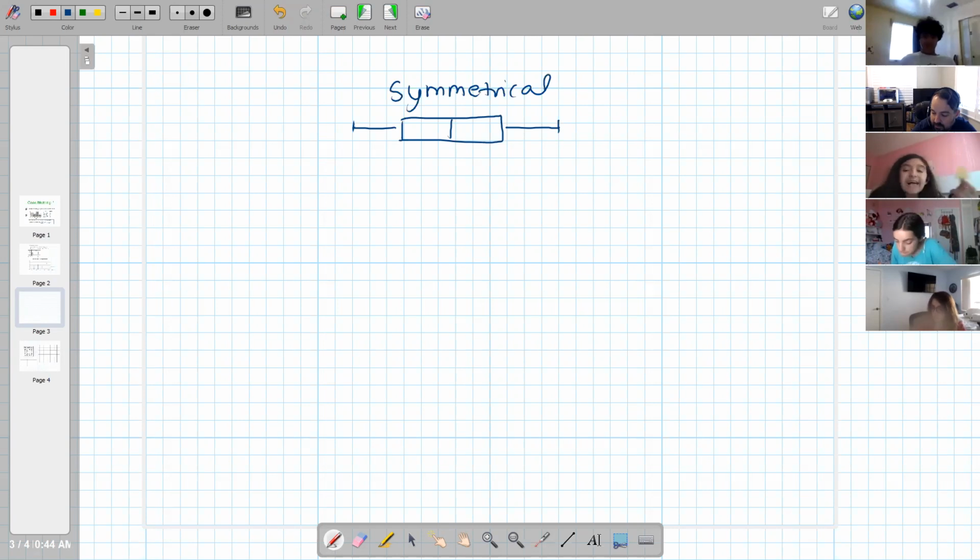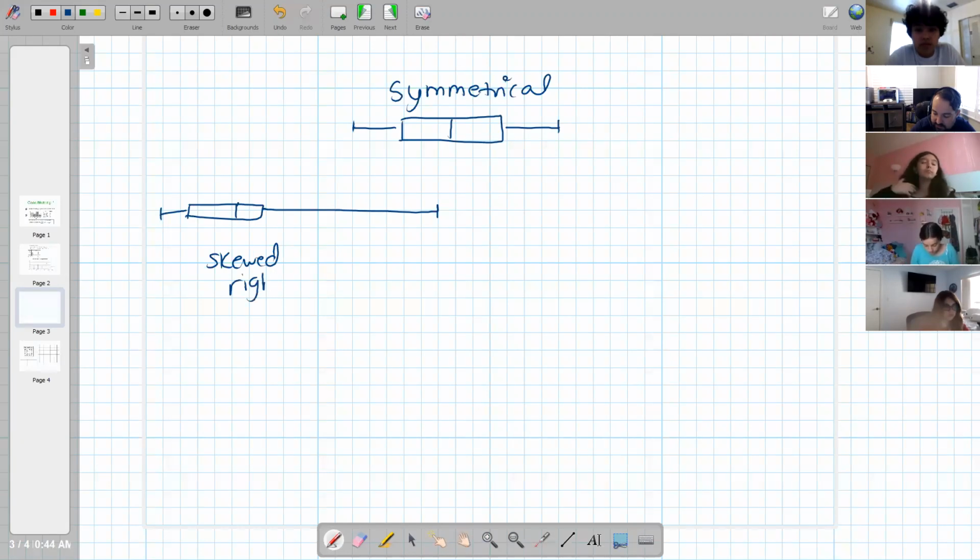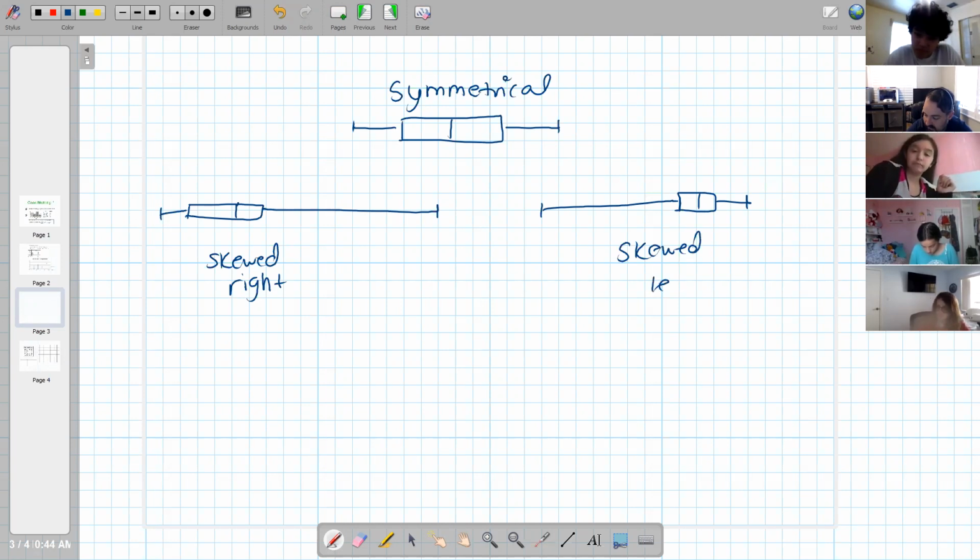And it's called symmetrical because the tails are approximately even on both sides, right? Versus something like this, does anyone remember what that one's called? Skewed right. That one is called skewed right, and it's skewed to the right because the tail is off to the right, the longer whiskers on the right. And in the other direction, this one is called skewed left because the left tail is longer. We have the same three shapes or an equivalent three shapes in histograms. So a symmetrical histogram is going to look something like this.